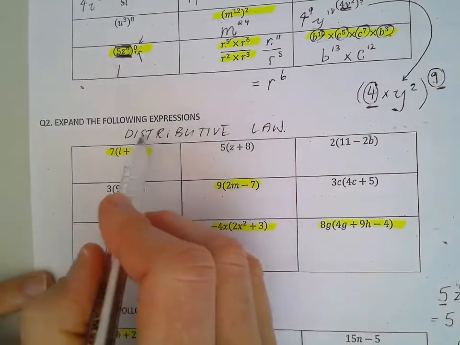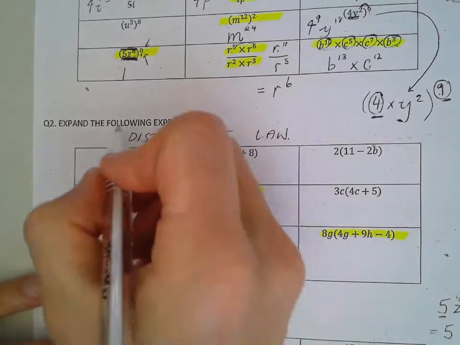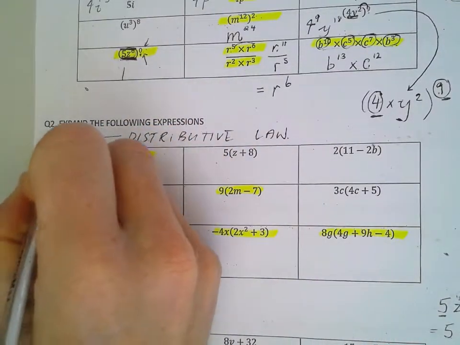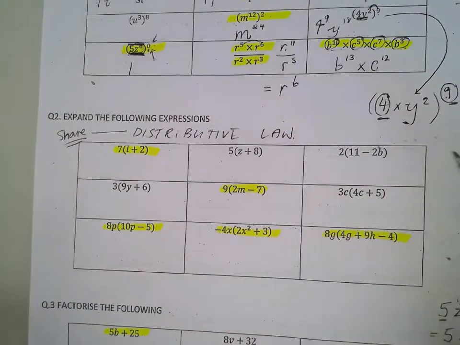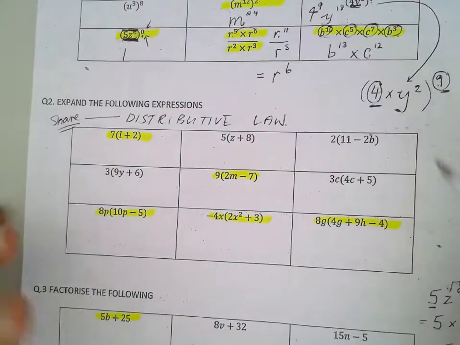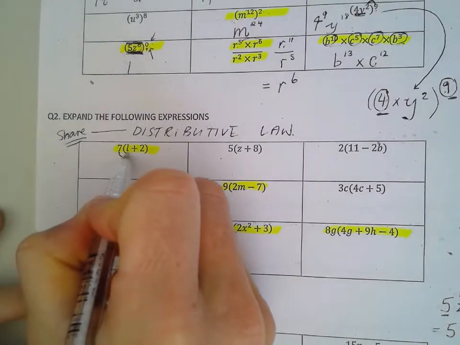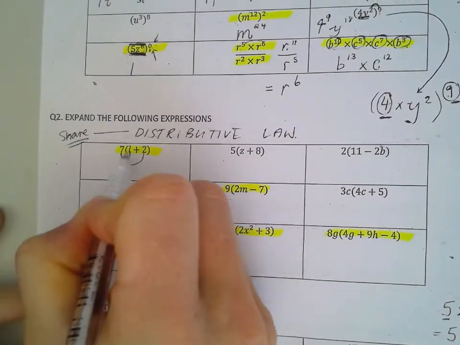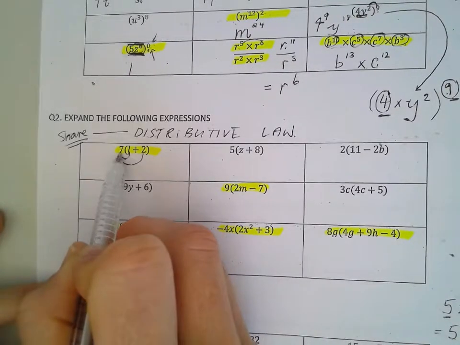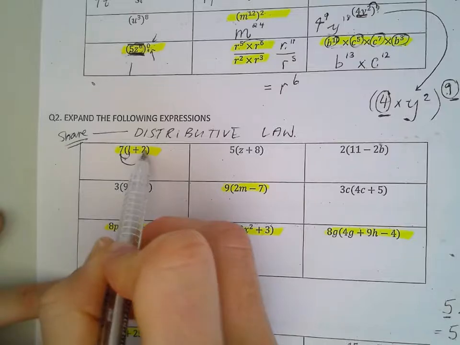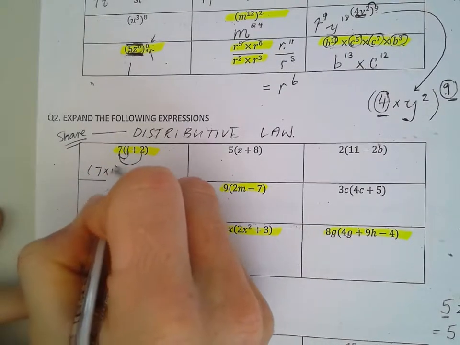Okay, remember we talked about in class that the word distributive is like to distribute, which means to share. So if I say distribute these lollies evenly, it means to share them out. So it's saying share or distribute whatever is inside the bracket with whatever is outside the bracket. So the 7 has to be shared with the L and the 7 has to be shared with the 2. So to expand it out, it's 7 multiplied by L.